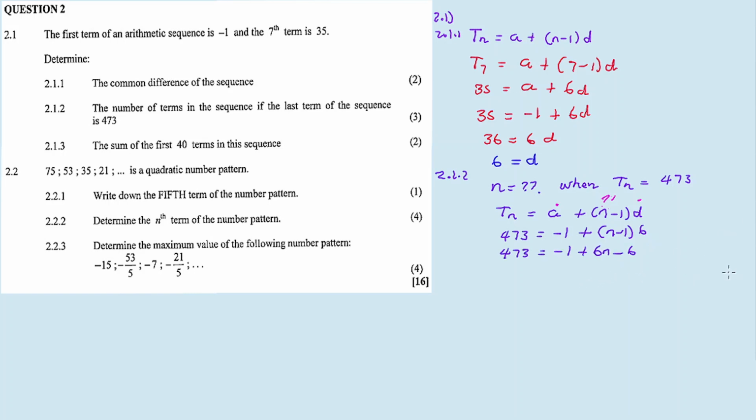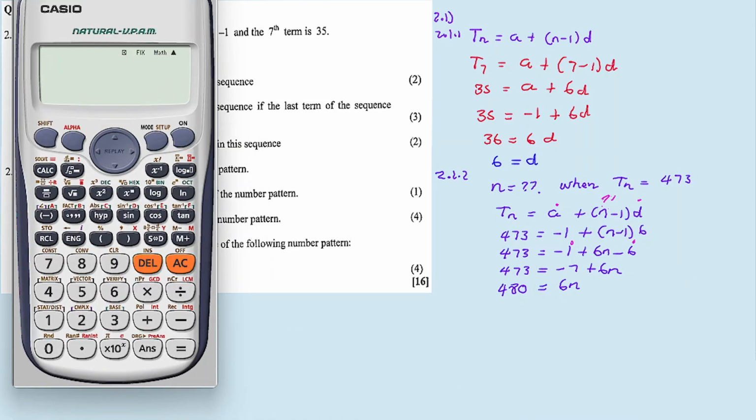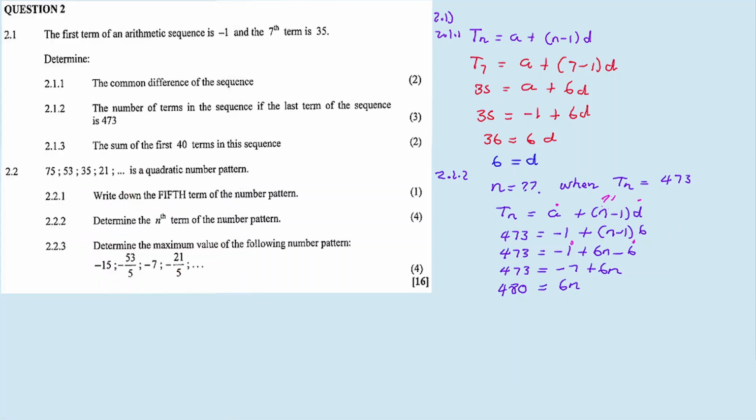473 uzoba equal to -1 plus 6n minus 6, ngoba nangimultiply lo 6 inside the bracket ngithola 6n no minus 6, and then -1 no minus 6 ama like terms, which asinikeza -7. 473 is equal to -7 plus 6n, you transpose lo 7 ngithole u-480, nangidivide both sides by 6. 480 divided by 6 ngithola u-80. So 80 is equal to n. Here we go.